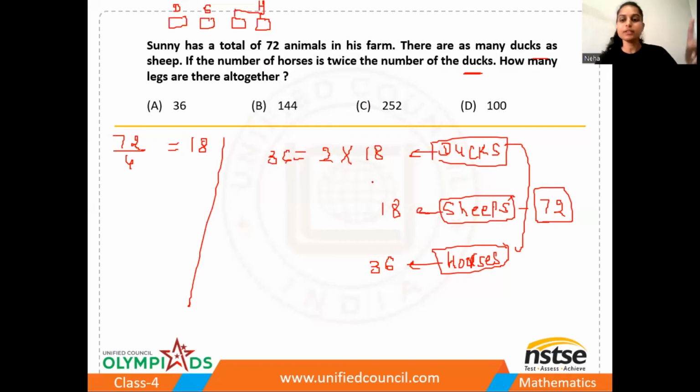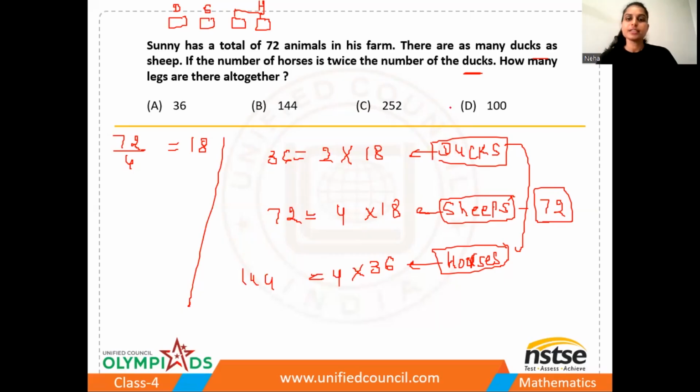legs. Correct? How many legs does one sheep have? 4. So one sheep has 4 legs. So 18 sheep have 18 multiplied by 4 legs. Correct? Similarly, one horse has, okay, this is 72, right? Again, one horse has 4 legs. So 36 horses have 36 multiplied by 4, which is equal to 144 legs. Clear? So these are the number of legs for different animals. Ducks have 36, sheep 72, horses 144.